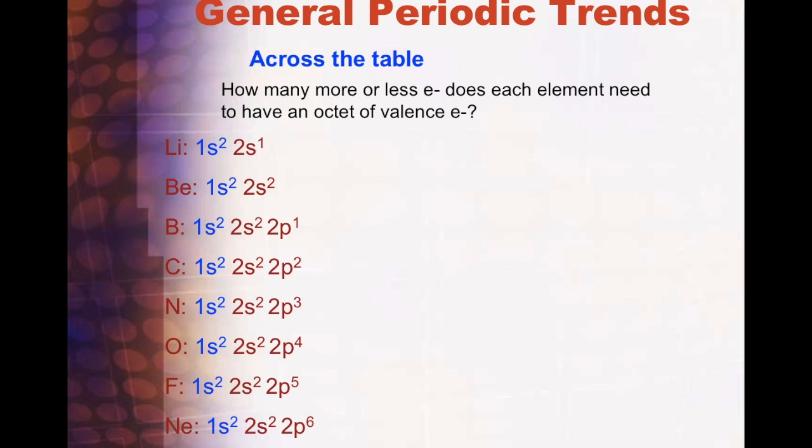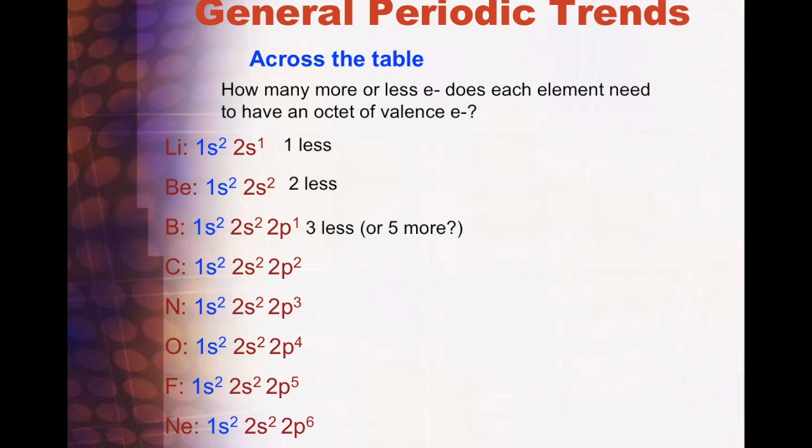Now we'll look at trends going across the table. This is period 2, which is the second row in the periodic table. First of all, lithium has 1 electron in the S subshell, so that if it lost an electron, it would then have 2 electrons in the first shell. So in other words, it would have a complete valence shell. If beryllium loses 2 electrons, it achieves a noble gas configuration.